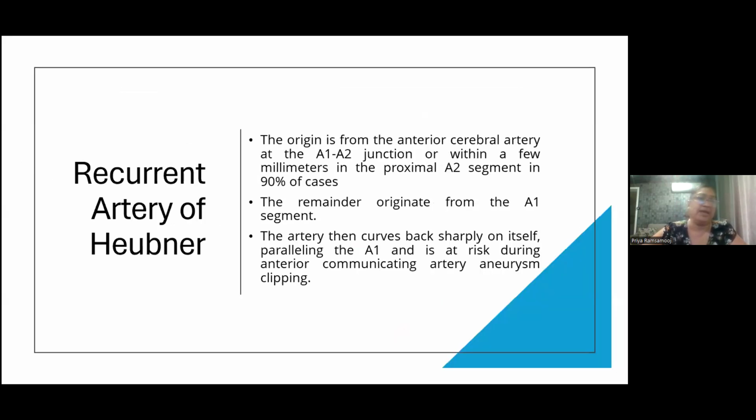And I did say that we're going to touch on recurrent artery of Hübner because it becomes very crucial. The origin is from the ACA, as we say, at the A1 to A2 junction, or within a few millimeters of the proximal A2 segment. It is known as the medial striate artery. If it doesn't originate there, the remainder originates from the A1 segment. And as I would have mentioned previously, it curves back sharply on itself, parallel to the A1, and therefore is at risk in surgery during anterior communicating artery aneurysmal clipping. And this is why it's especially important for us always to be aware.